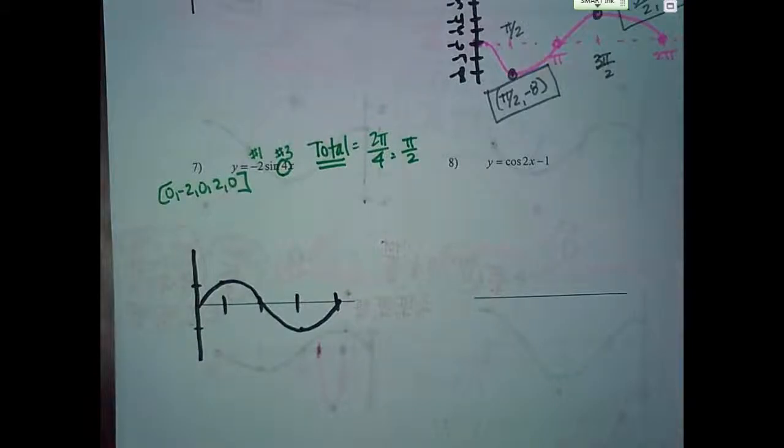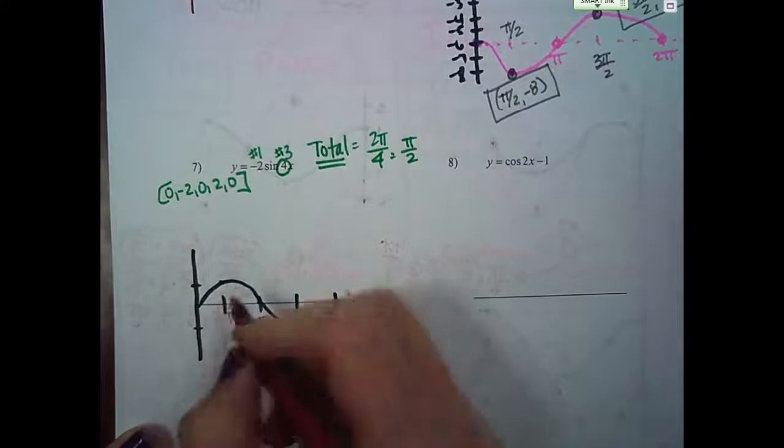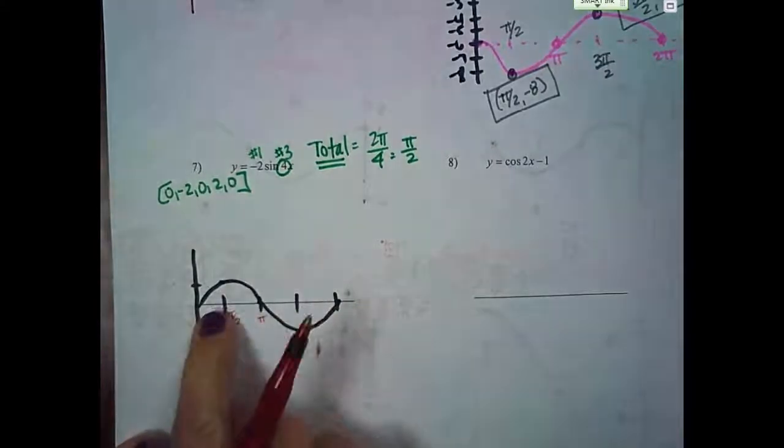Which is not very far, is it? Where's pi over 2 at? If you're going to label these really tiny here, pi over 2, pi. So my entire picture is just right there.